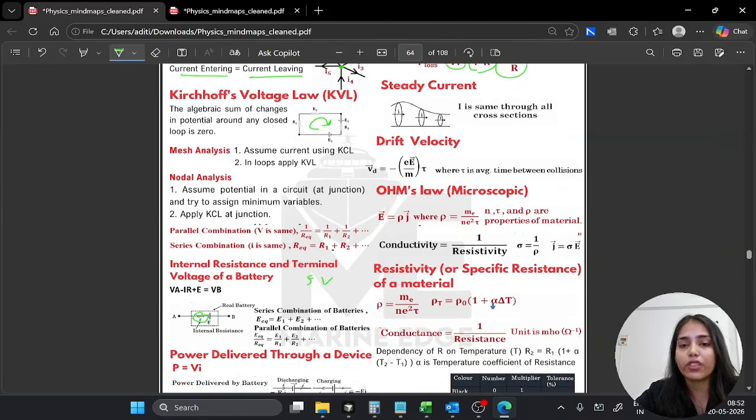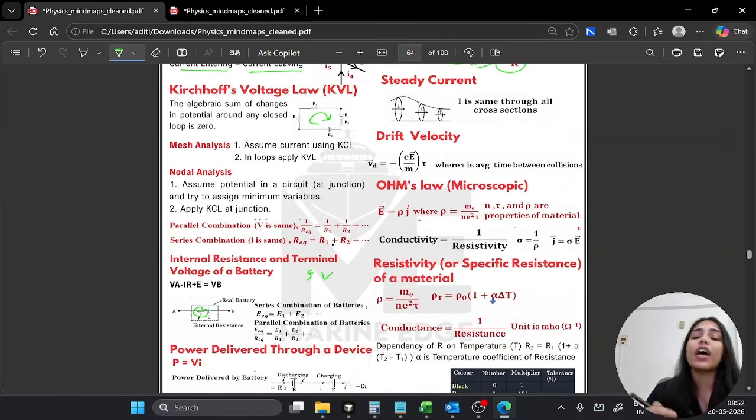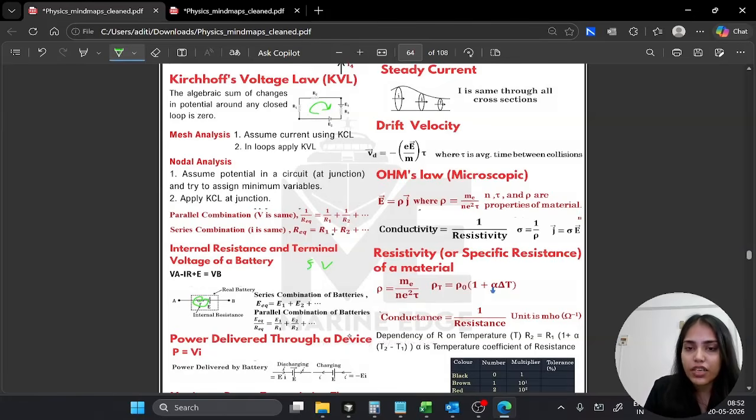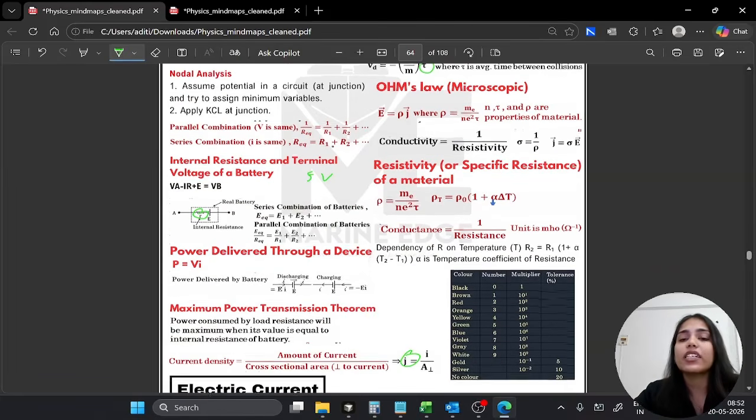Next, we have drift velocity. Now, what is drift velocity? The average time between two collisions that happen when the flow of current is happening is known as the relaxation time, tau. Drift velocity is the speed at which the charges drift when current is flowing. Okay. Next, we have Ohm's law.